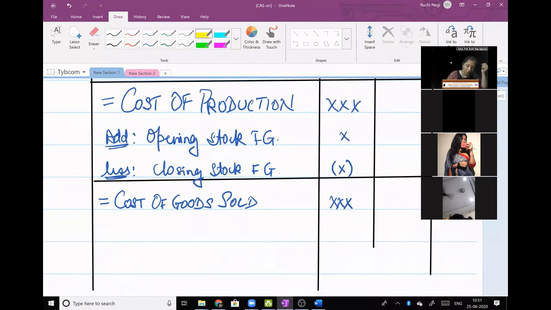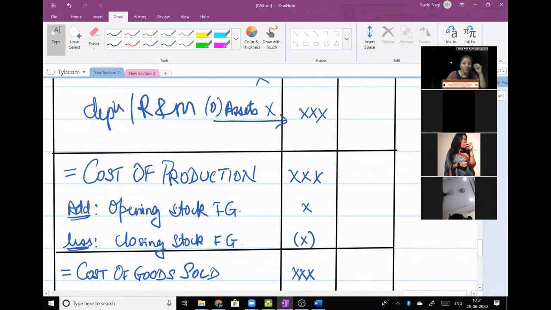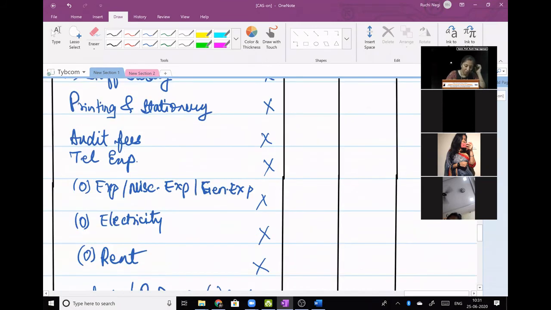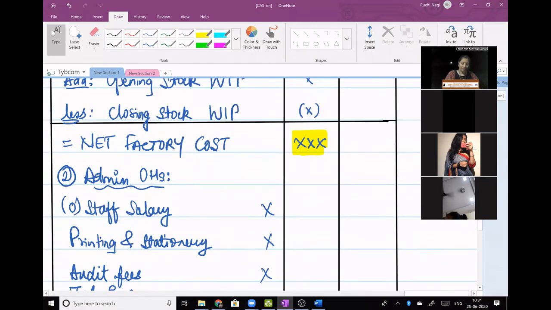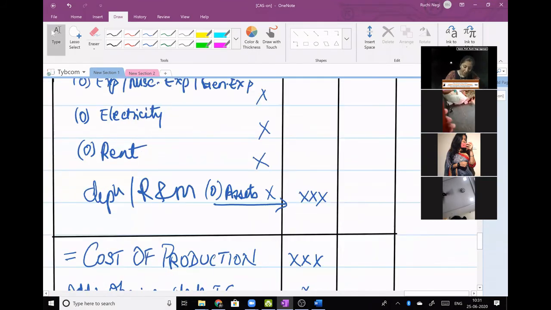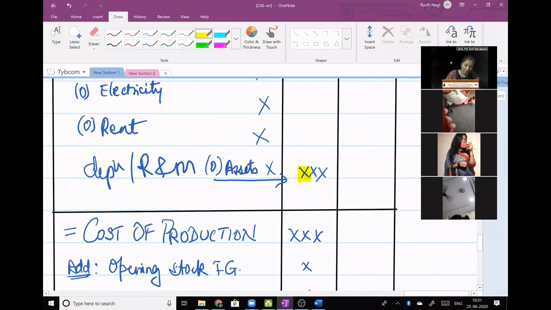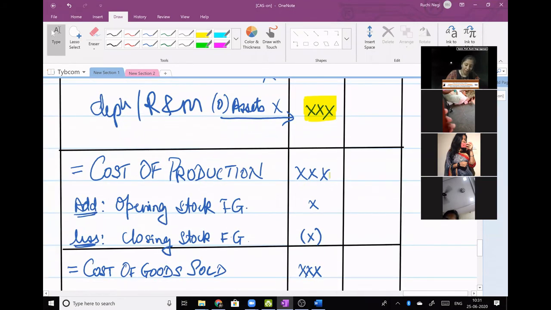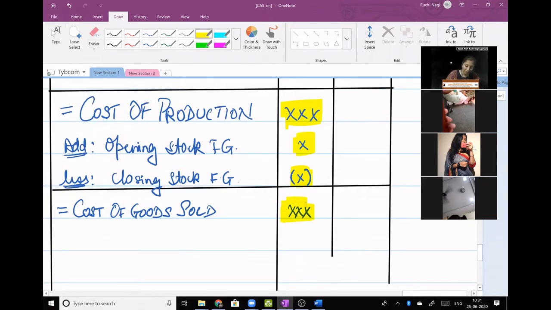So what are you going to do? Once you get the net factory cost, you will add admin overheads. Then you will get cost of production. You will add opening stock of finished goods, less closing stock of finished goods, and then you will get cost of goods sold.